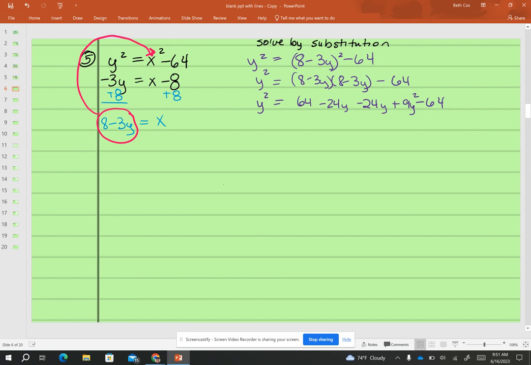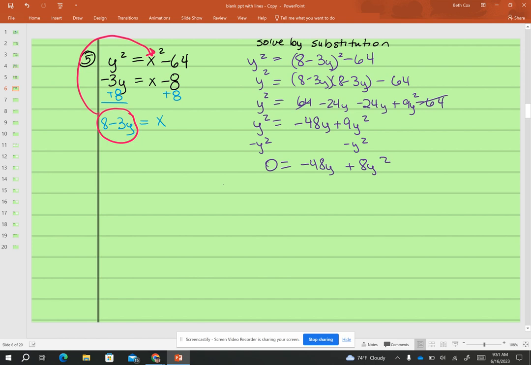There's my 9y squared. Okay, about to make another mistake. Okay, so the 64 minus the 64, that's 0. So that's going to give me negative 48y plus 9y squared equals y squared. I'm going to set it equal to 0. Subtract y squared on both sides, and we get 0 is equal to negative 48y plus 8y squared.